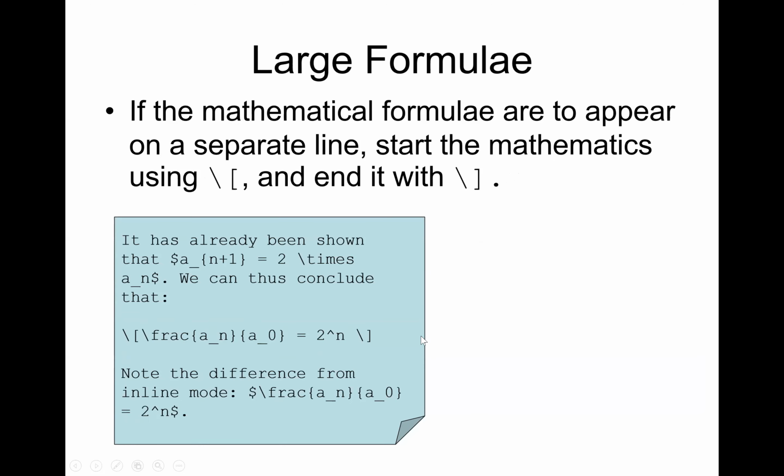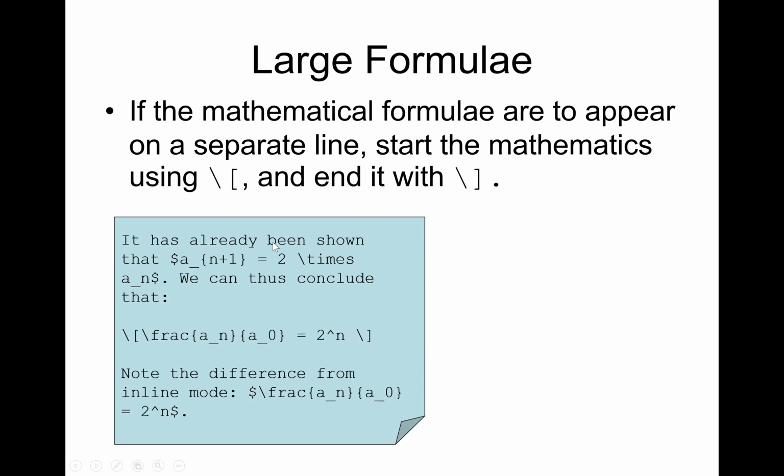Then we have, when I finish, I demonstrate this large formula. If the mathematical formula appears on separate lines, you start the mathematics using backslash and then the square bracket and then end it with backslash square bracket. You can also use double dollar sign. Also the double dollar sign. This is to show that this is not an inline mathematics. It is rather on a different line.